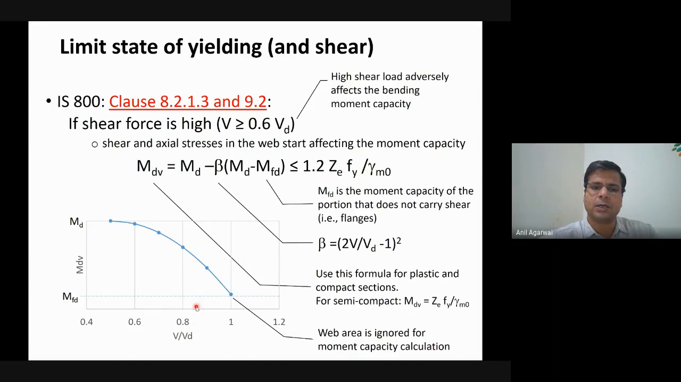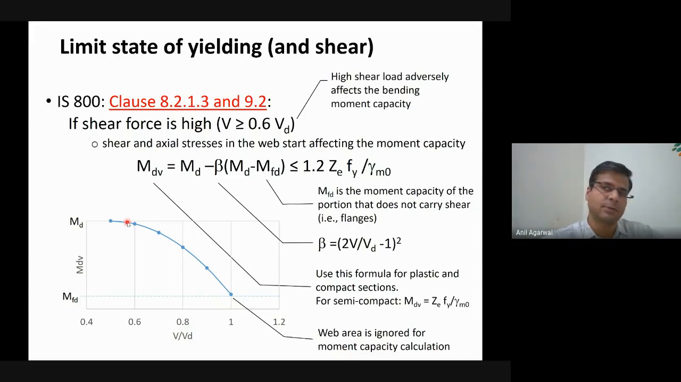Okay, so if the actual shear force is close to the capacity value, that is 1, then you don't take any contribution from the web and you take the moment capacity coming only from the flanges. However, if the shear demand is less than 60% of the shear capacity, in that case, you take the full contribution from the entire cross section.